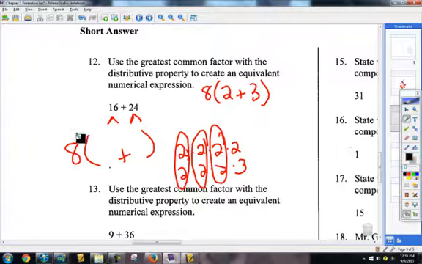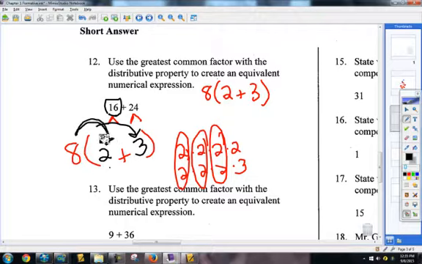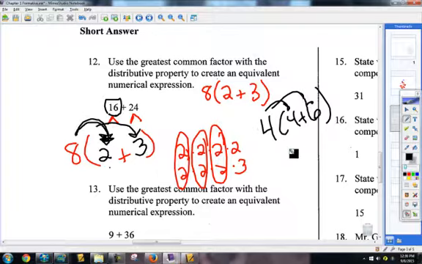And then you just work backwards now, kind of. You say, 8 times what would get me back to 16? 2. 8 times what would get me back to 24? That's when the distributive property is when you are multiplying the number on the outside by the numbers on the inside of the parentheses. Okay, why is this wrong? Because doesn't that equal 16 and 24? So why is that wrong? Exactly. The direction specifically says use the greatest common factor. That is not the GCF, therefore that is wrong.